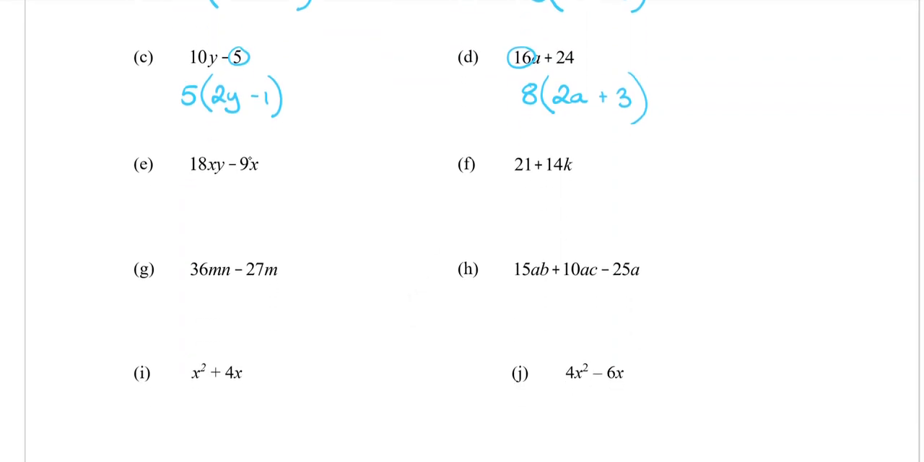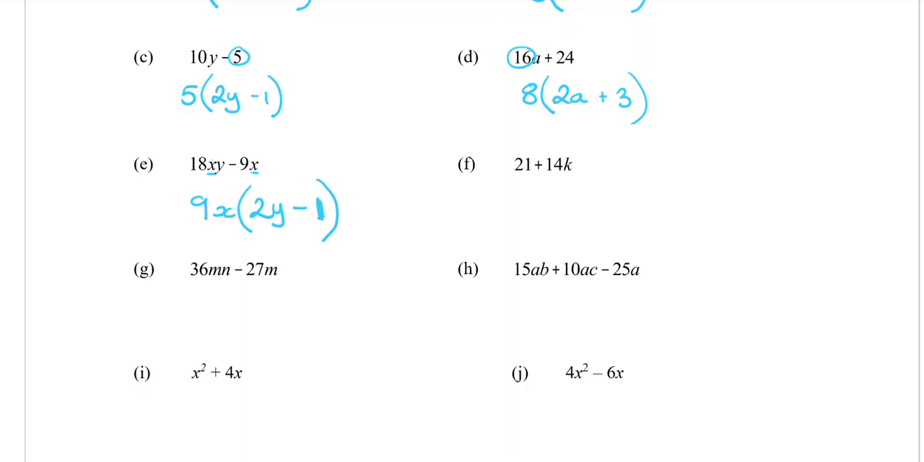Question E. The smaller number is a 9, and 18 does divide by 9. So 9 is going to be my common factor for the number, but this time, for the first time, there's an x in both of them. So I'm going to have a letter factor as well of x. So 9x out the front. 18 divided by 9 is 2. The x is out the front, so the y will go inside. And then there's a minus sign. 9 divided by 9 is 1. X is out the front, so that cancels off. Okay, so anytime you take the whole number out the front, you do need to put a 1 at the end of the bracket.